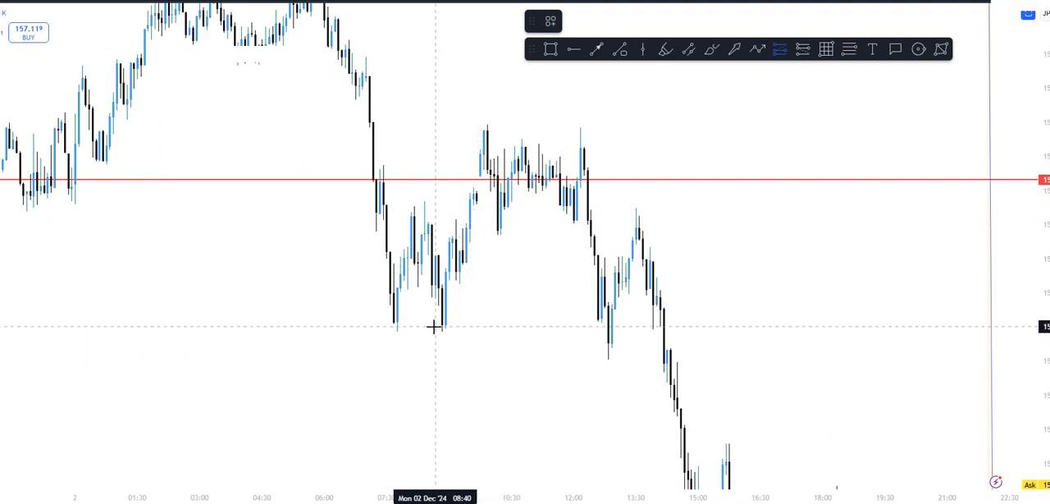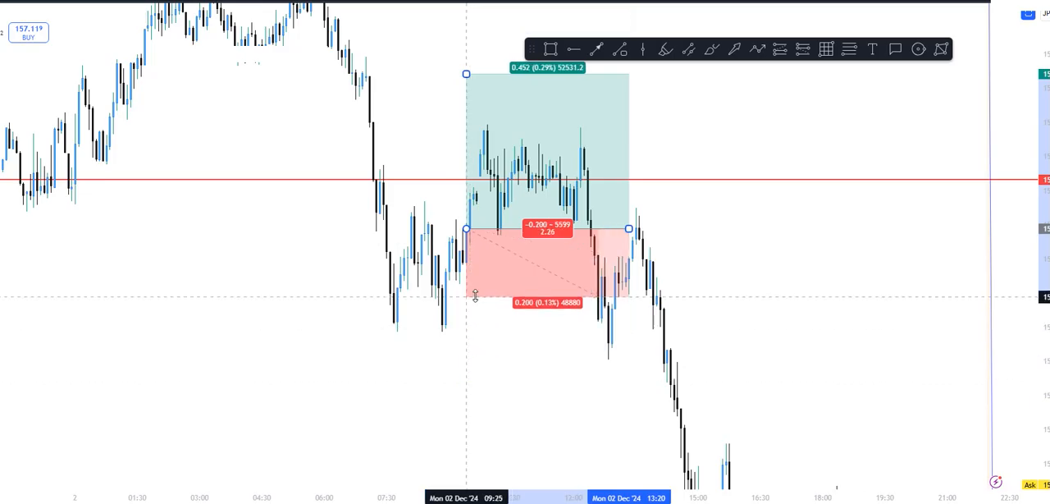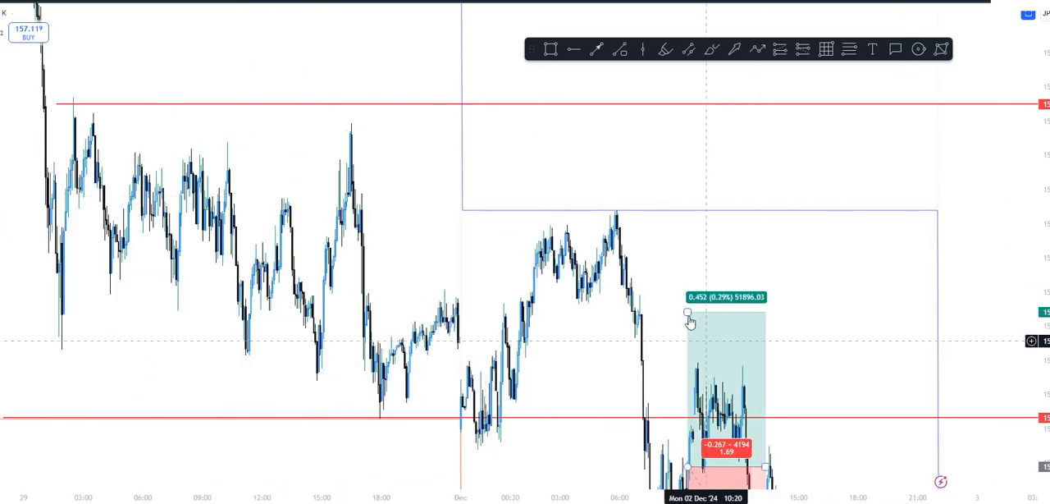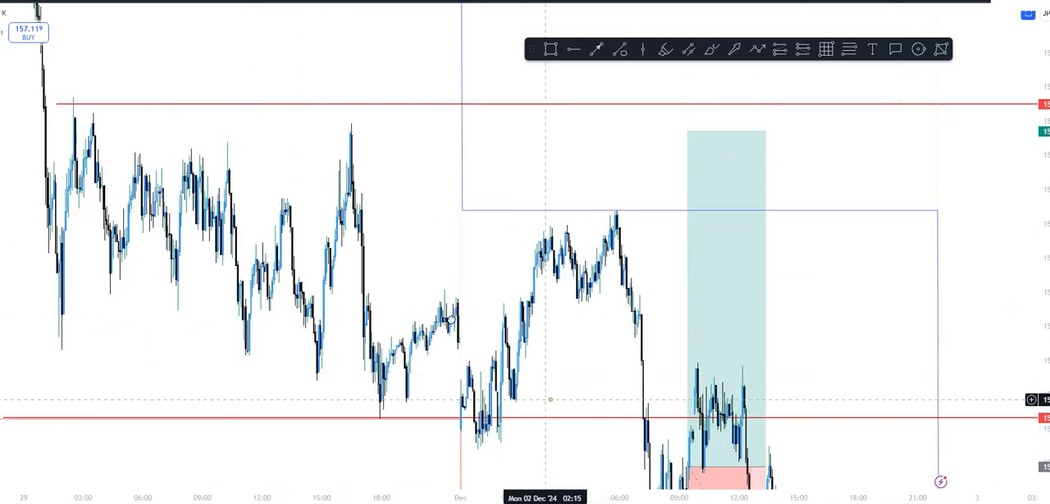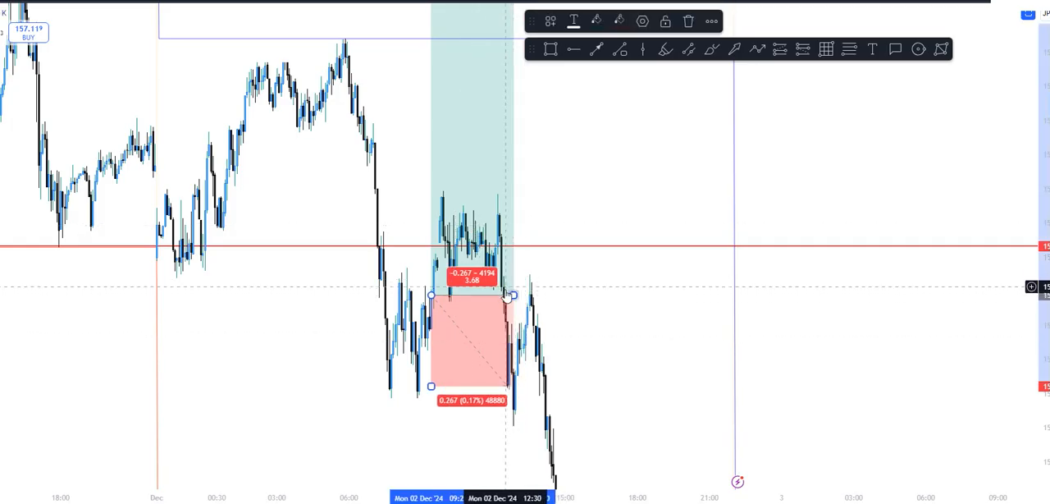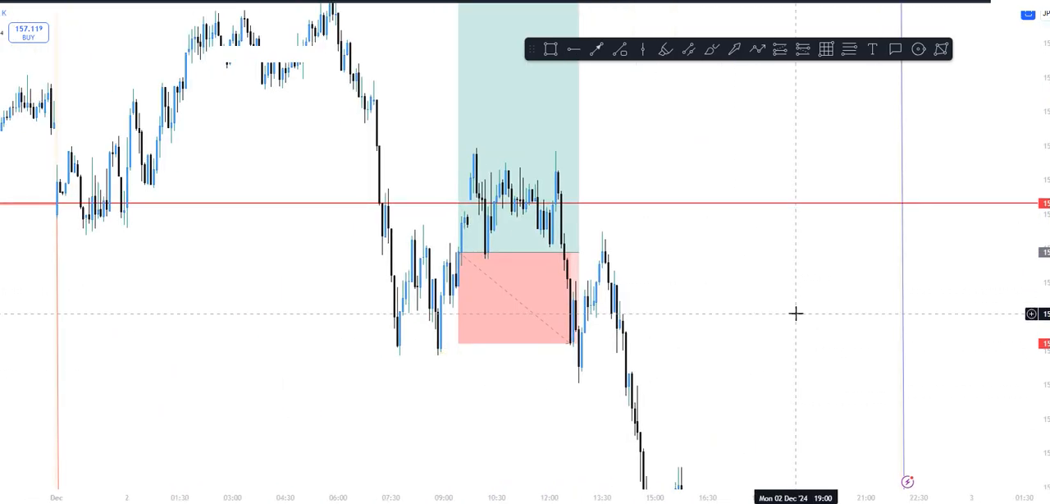I think I saw this move happening. I think I may have entered already, not sure. Stop loss could be below this one, and I was targeting those highs there, those liquidity points. You can actually see I was in profit, and the price just crumbled down to take me out during the New York session.